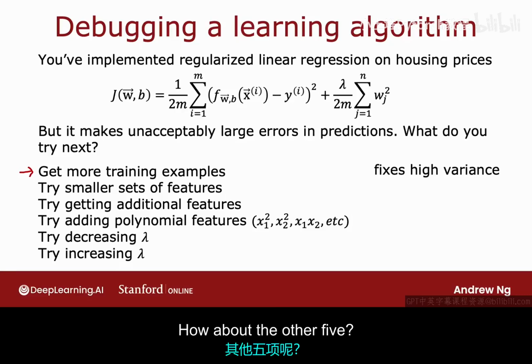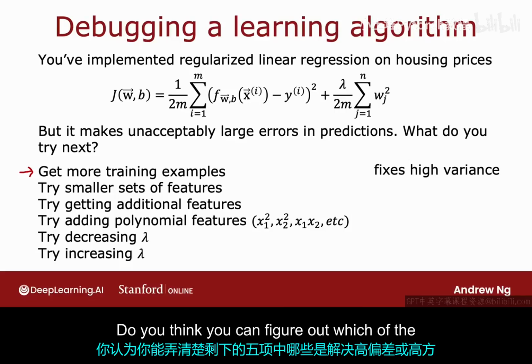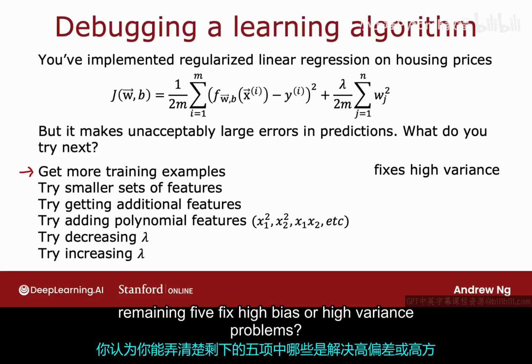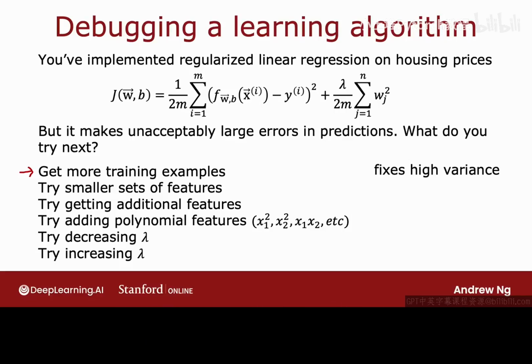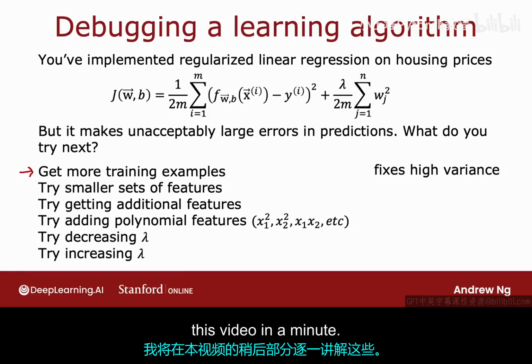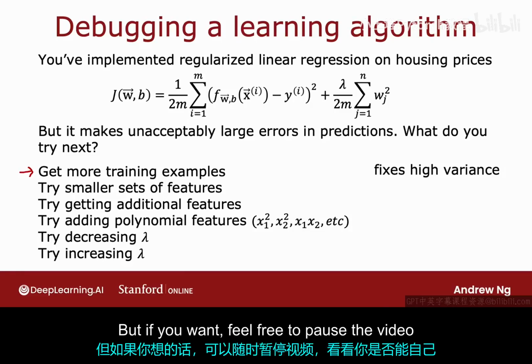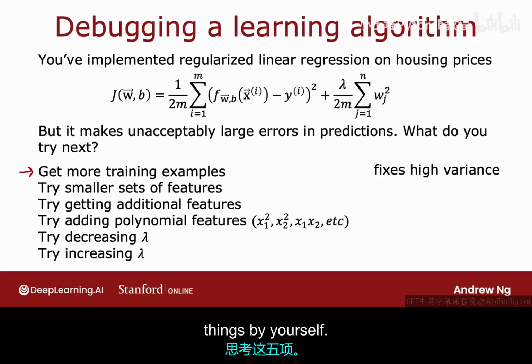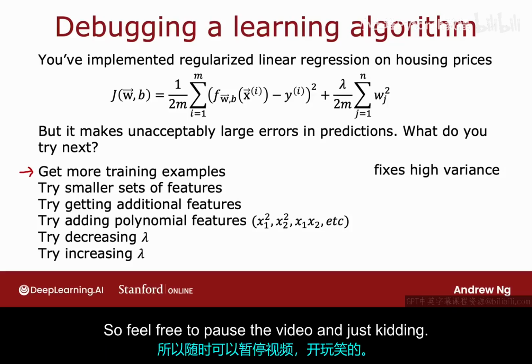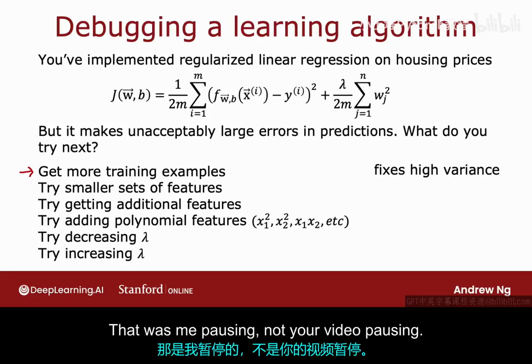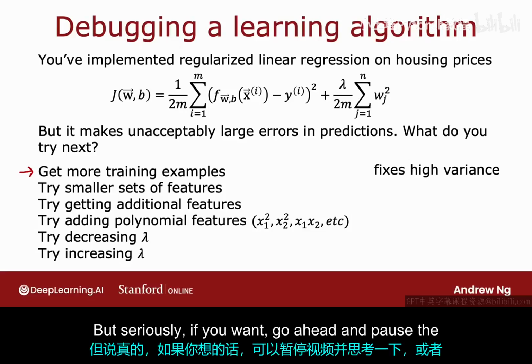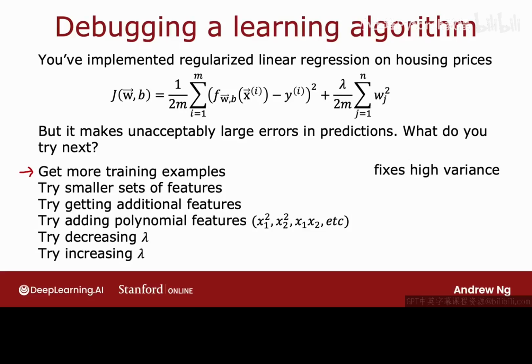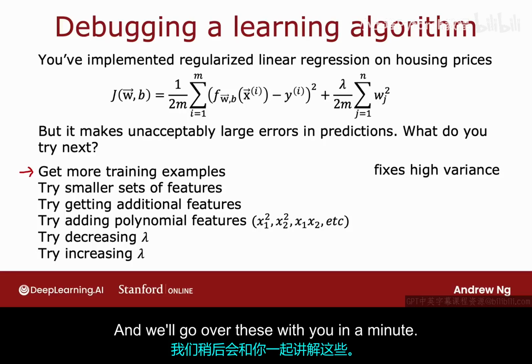How about the other 5? Do you think you can figure out which of the remaining 5 fix high bias or high variance problems? I'm going to go through the rest of them in this video in a minute, but if you want, feel free to pause the video and see if you can think through these 5 other things by yourself. So feel free to pause the video and just kidding, that was me pausing, not your video pausing. But seriously, if you want, go ahead and pause the video and think through it if you want or not, and we'll go over these with you in a minute.